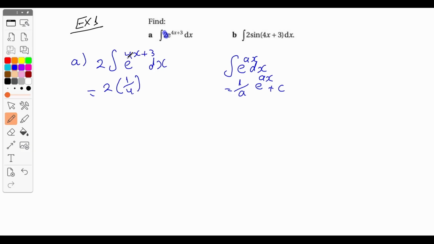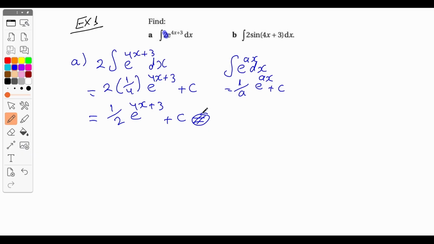Okay, you have to divide by this 4, ax, so 1 over 4, e to the 4x plus 3 plus c, the constant. Okay, so 2 times 1 is 2, divided by 4. 2 over 4 is half in the simplest form. Okay, half e power of 4x plus 3 plus c. So this is the answer of this question.